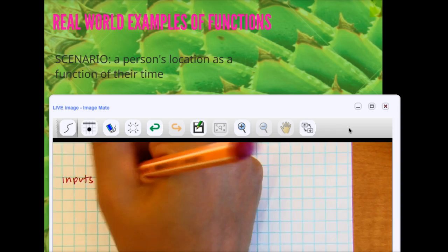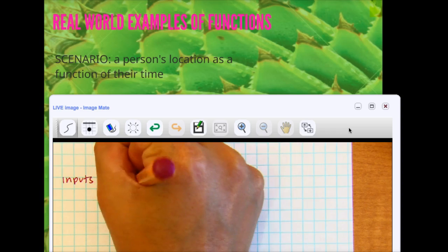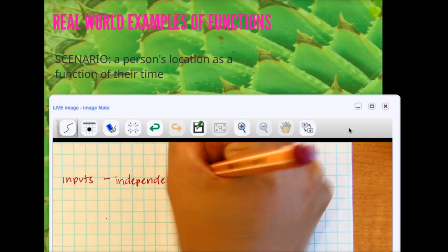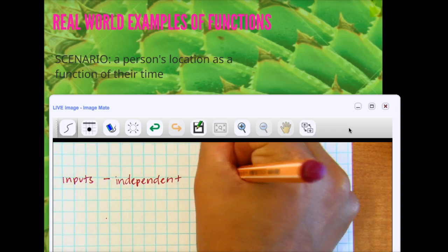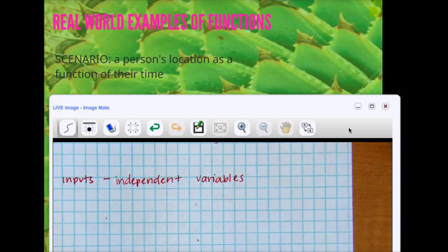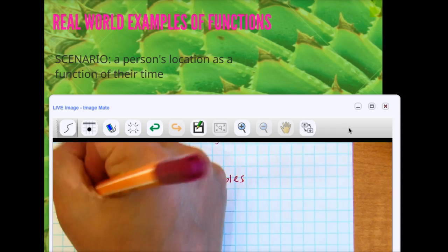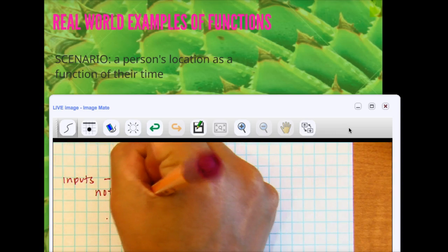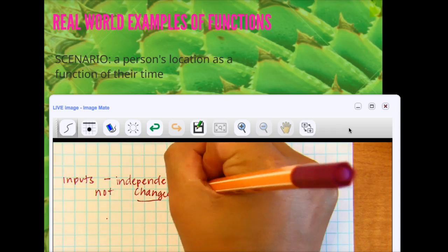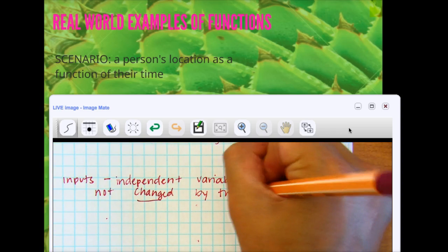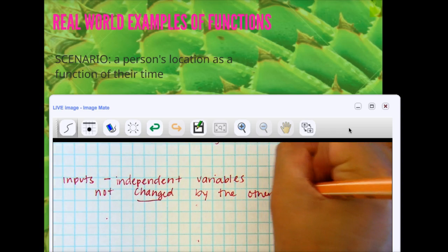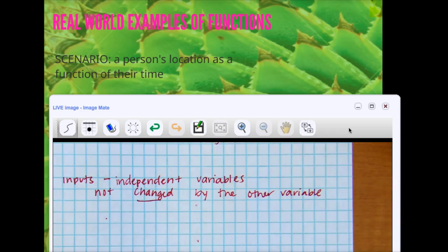If I'm talking about inputs, these are called my independent variables. And these are things that typically you can't really change. It will continue on its own, and it is not changed by the other variable.